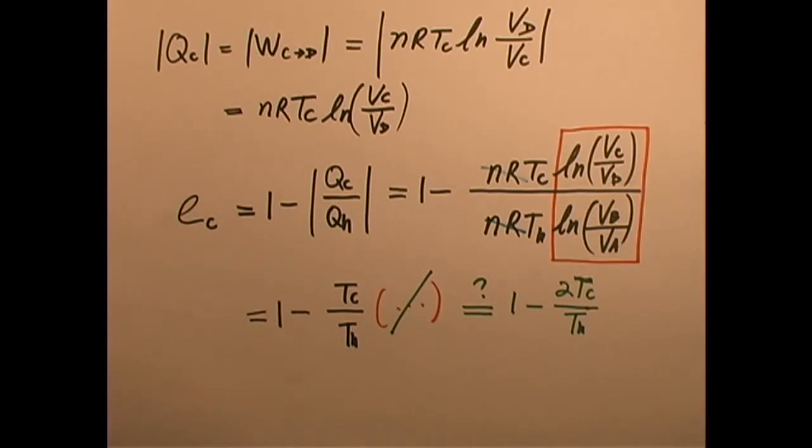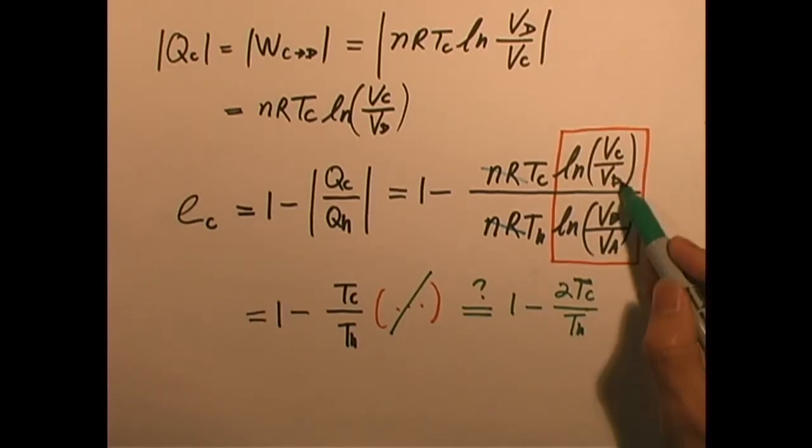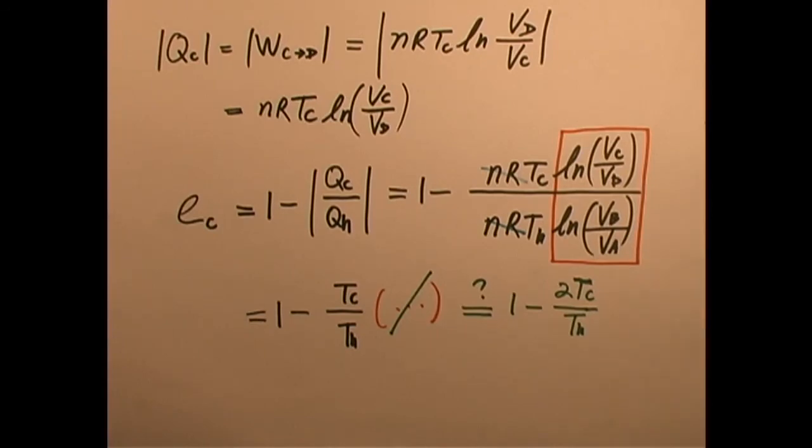Of course, so far this is only an argument. We didn't quite show explicitly that this number equals 1. How do I show this number equals 1? Actually, all I have to show is that Vc over Vd equals Vb over Va, right? So the question is, is that true?